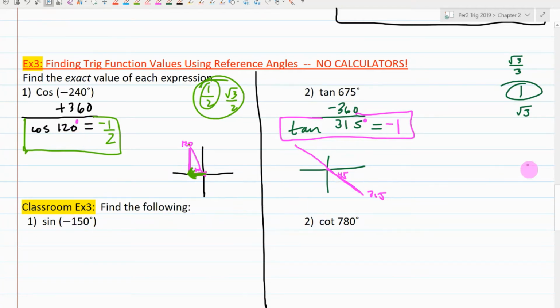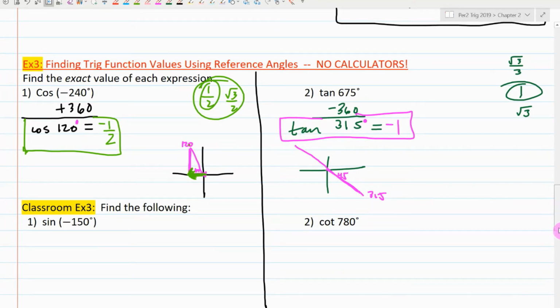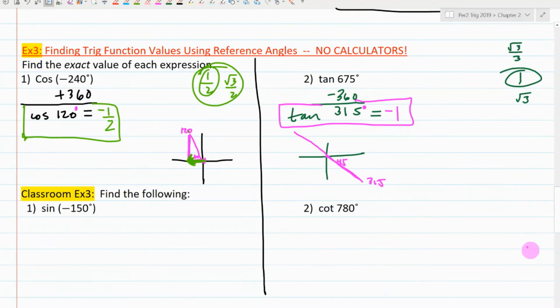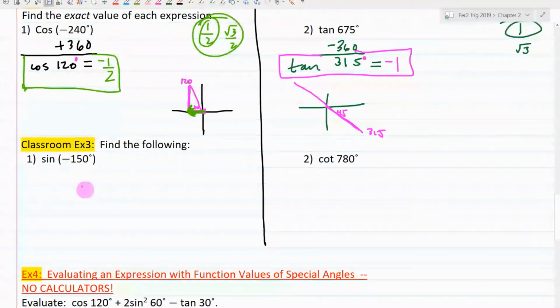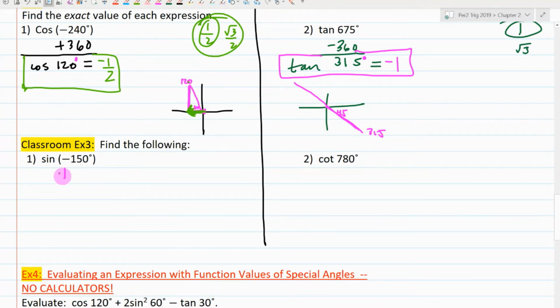Please try the next two and see how you do. All right, so I'm going to go ahead and try these. So for the next part, I'm going to add 360 here. If I add 360, I will get sine of 210. We just did that up there. 210 is here.